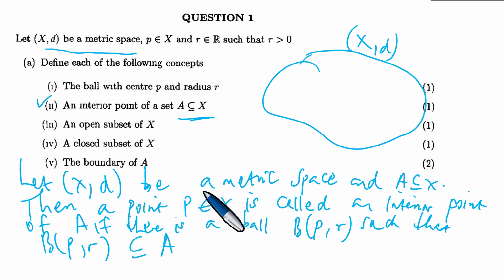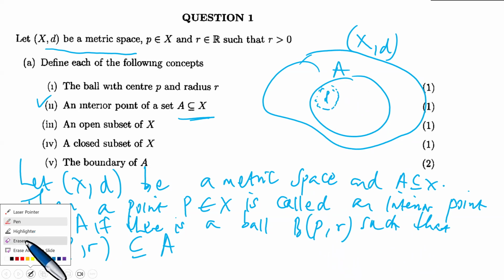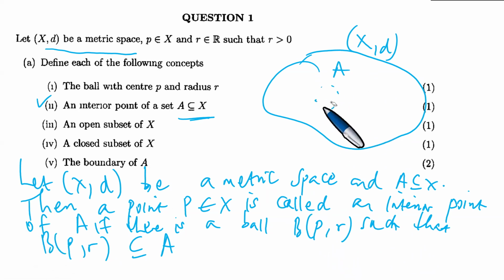Then a point P in X is called an interior point of A if there is a ball of center P and radius R such that this ball is in A. So you have A, and there's this ball, and it's open. It follows that this ball is of center P and radius R, and it is entirely contained in the set A.